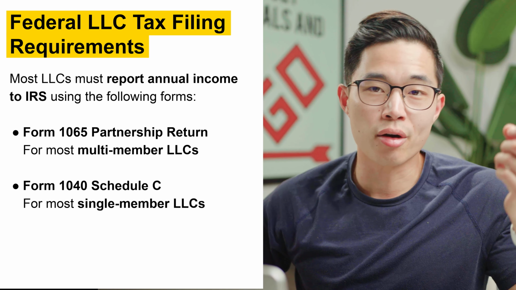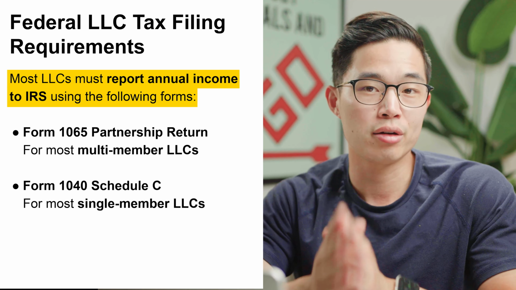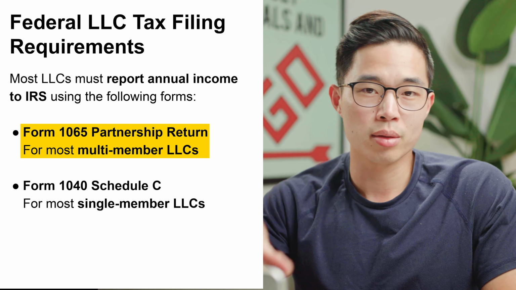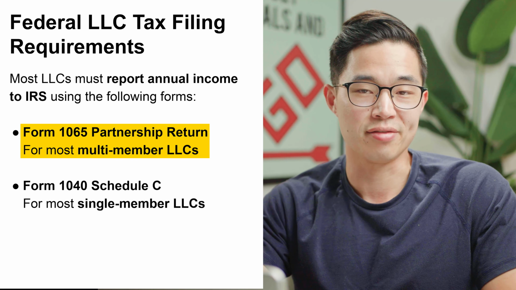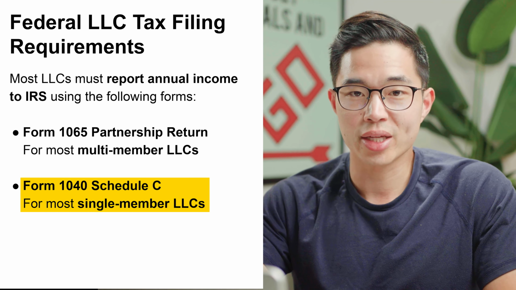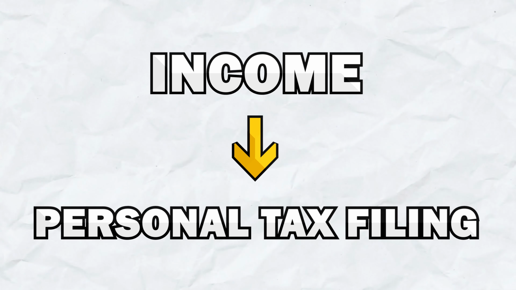With an LLC, there are tax filing requirements, right? You must report your annual income to the IRS using the following forms. If you have a multi-member LLC, which most of you probably won't have, it's going to be Form 1065. And then if you have a single member LLC, which is probably most of you watching this video, that's going to be Form 1040 Schedule C. An LLC is a pass-through entity, meaning all the money that's generated in that business flows right to your own personal tax filing. So that's a great way to avoid double taxation.